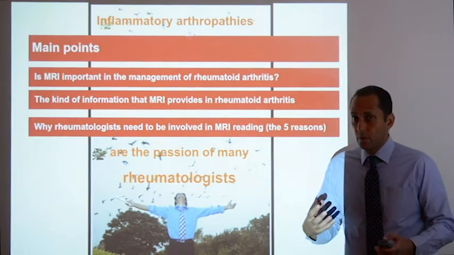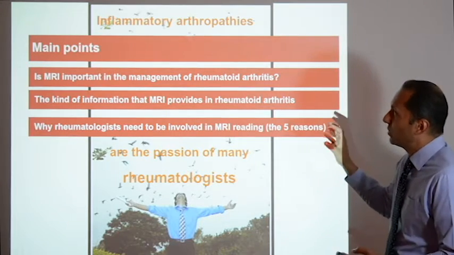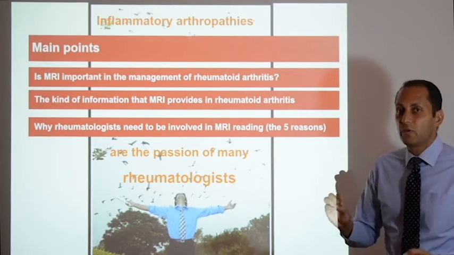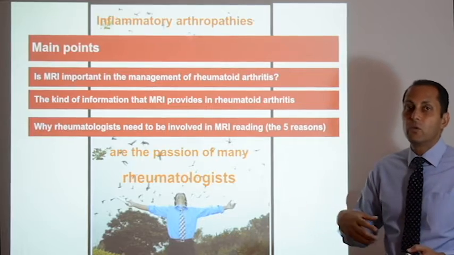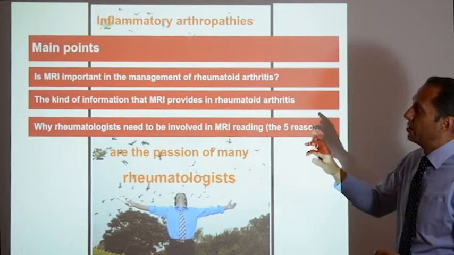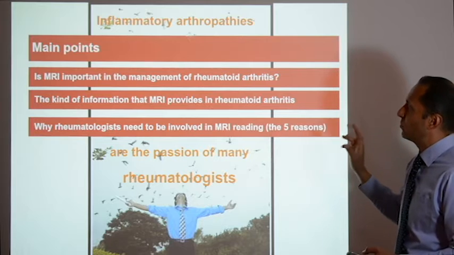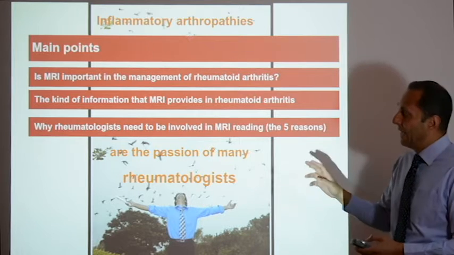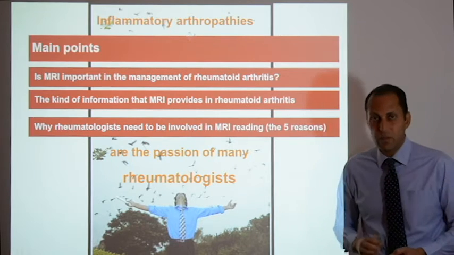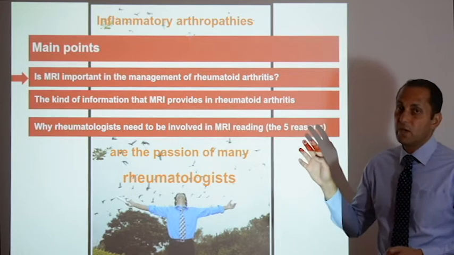So, when I discuss today the topic of MRI and how important it is, I will use the inflammatory arthropathies, rheumatoid arthritis in particular, as a good example for the importance of MRI and how we should be involved in reading MRIs also. My main points today are: is MRI important in the management of rheumatoid arthritis? The kind of information that MRI provides in rheumatoid arthritis, and why we rheumatologists need to be involved in reading the MRI. What are my 5 reasons? So, is MRI important in the management of RA?